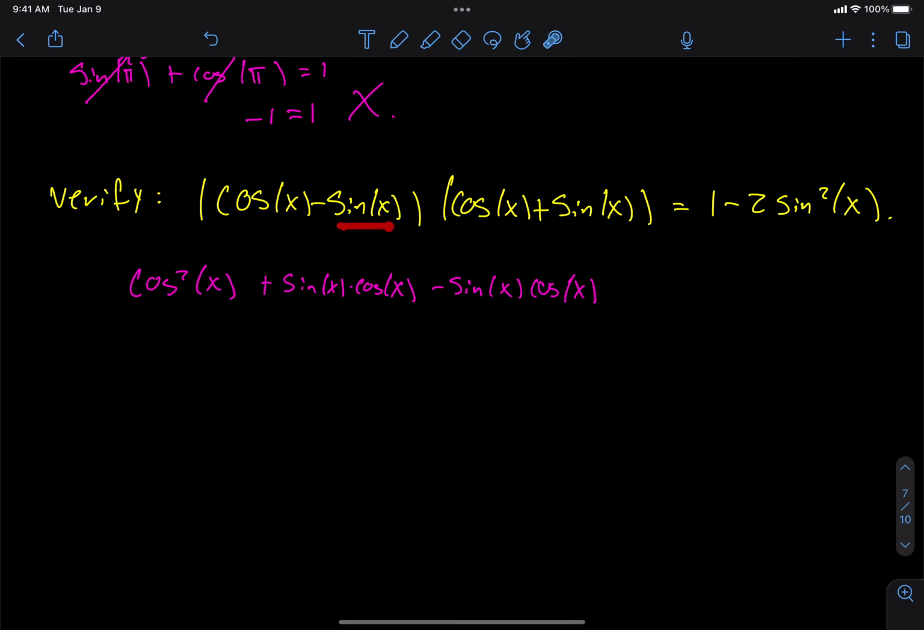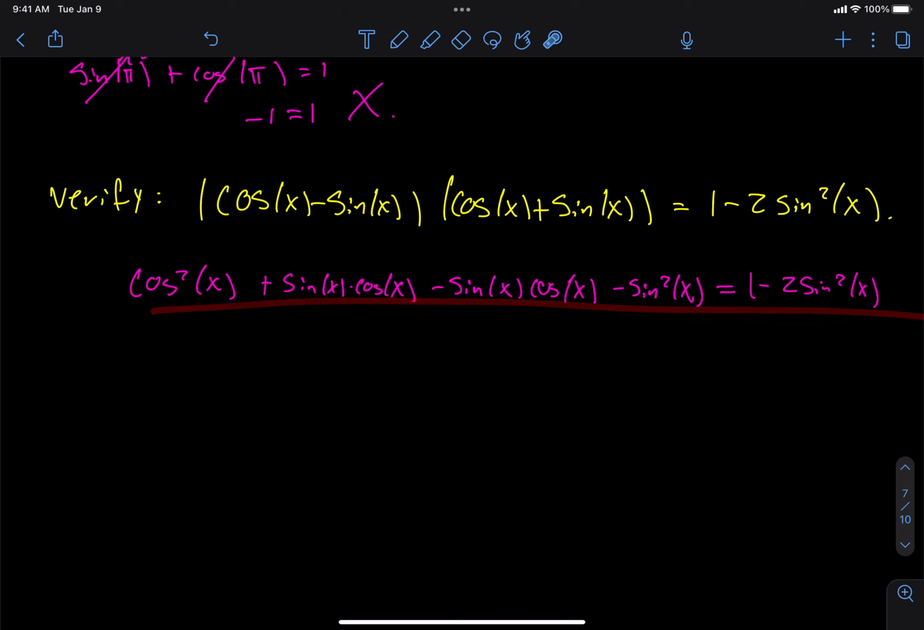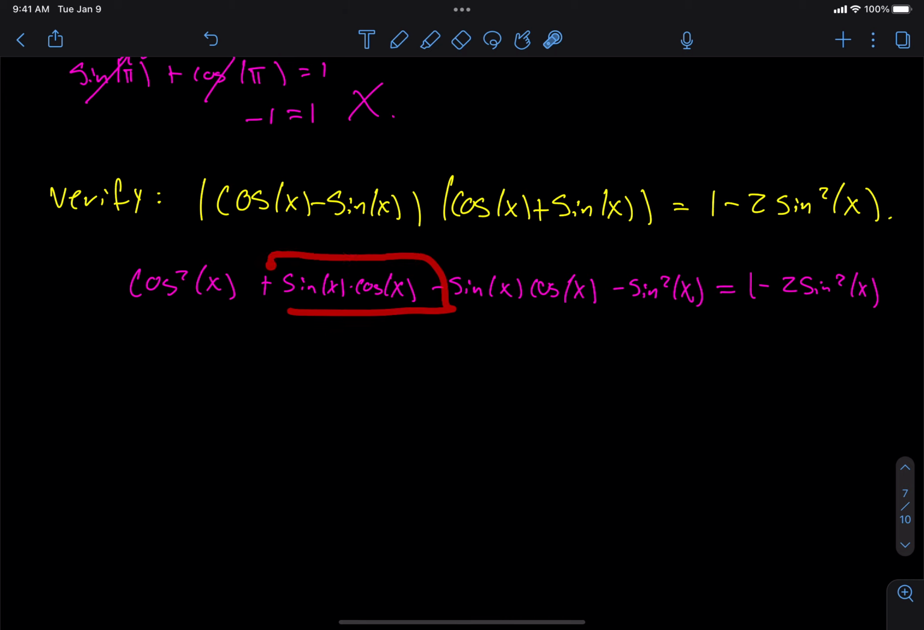And then last would be minus sine x times sine x, is equal to 1 minus 2 sine squared of x. So what have I done here? I've just FOIL'd, and it looks kind of ugly still on the left-hand side until we realize that this term is the same as this term, except negative. So they can cancel each other out.